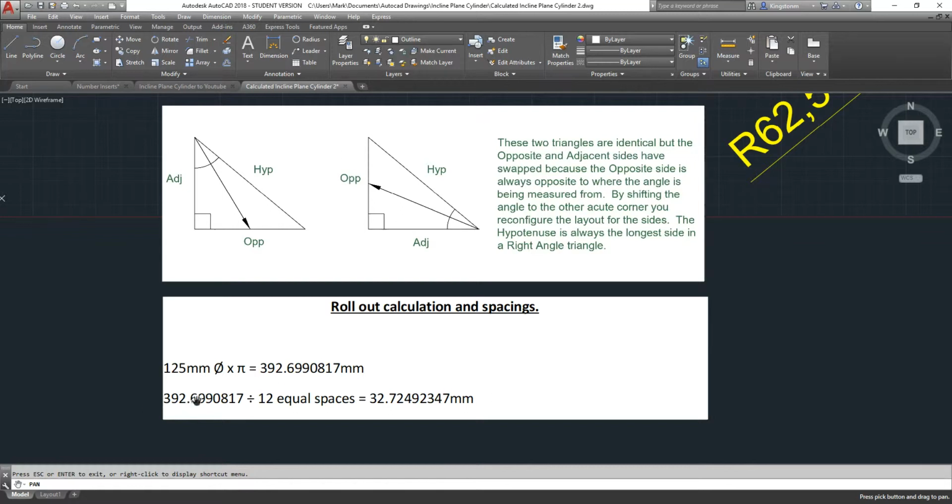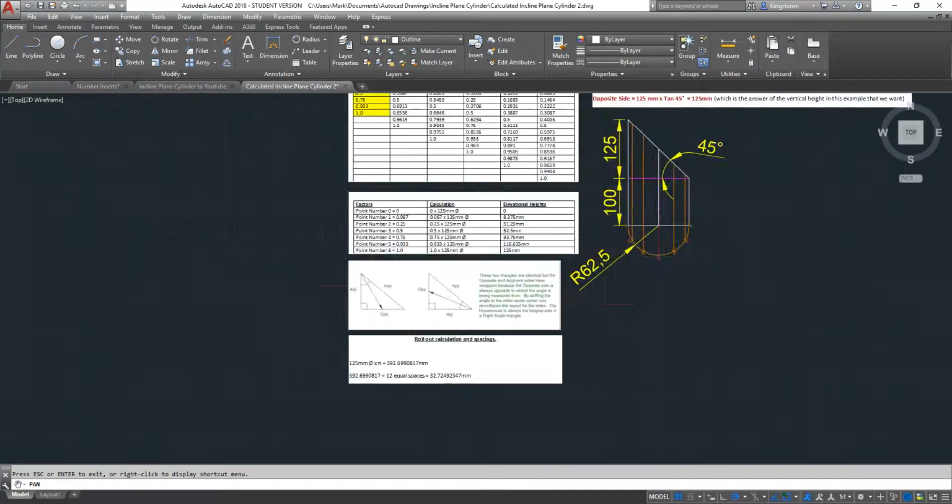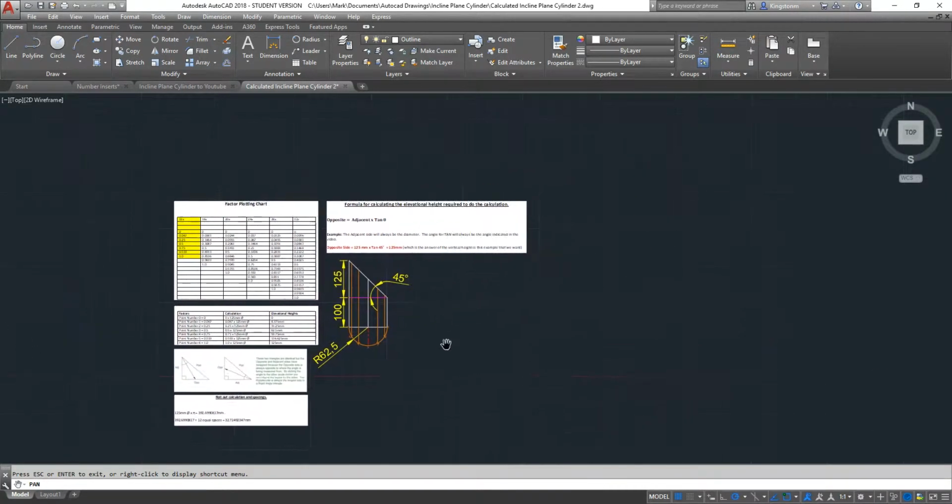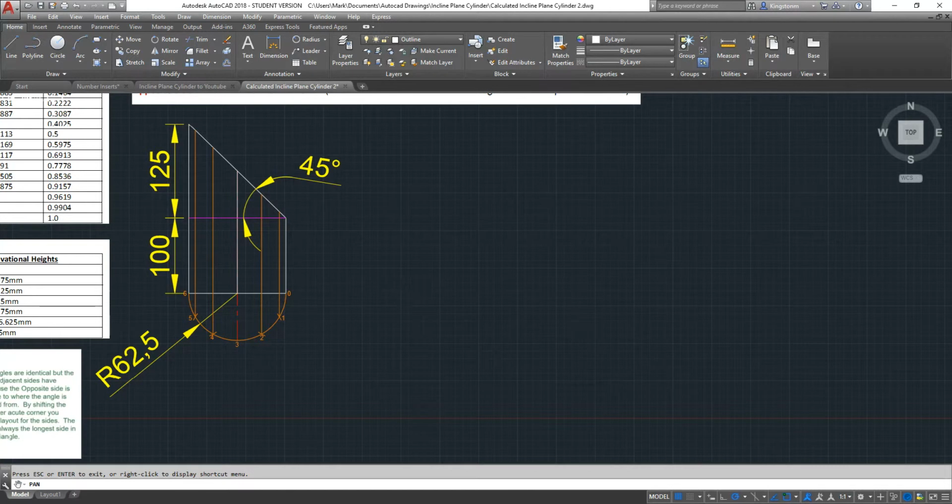And then if I divide my 392, which is my rollout length, by 12 equal spaces, I come up with this figure here of 32.72492347. Once again, you will try and work towards 32.7. So we've got the information we need. So I'm going to start drawing it.